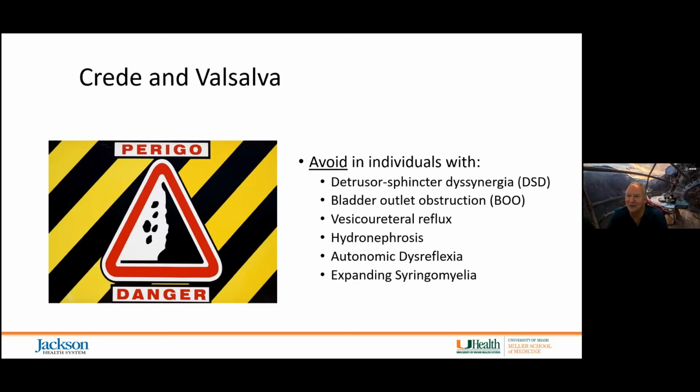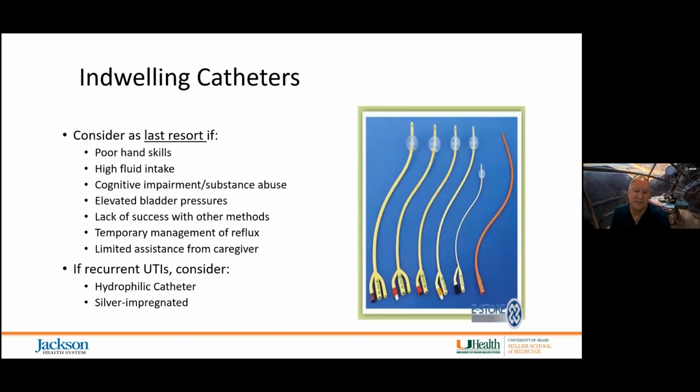But for now, bladder outlet obstruction. Vesicoureteral reflux. Again, we're trying to prevent this. So if you use Crede and Valsalva, you're likely to cause vesicoureteral reflux in those folks with particularly upper motor neuron bladders, and those with autonomic dysreflexia and an expanding syrinx because of the high blood pressures associated with bladder dysfunction. Indwelling catheters, this is a last resort.